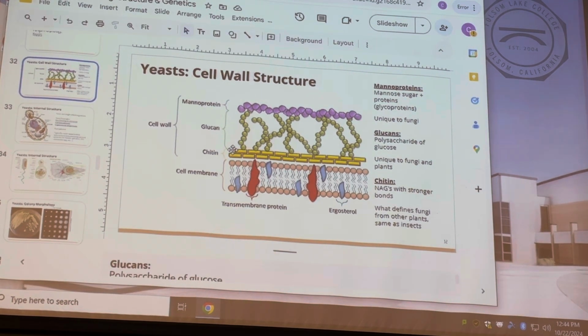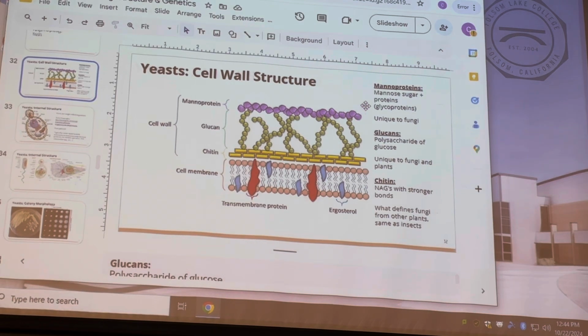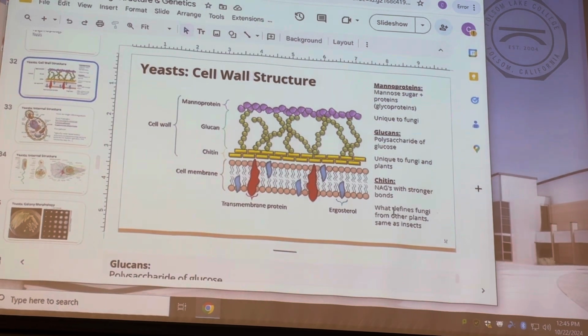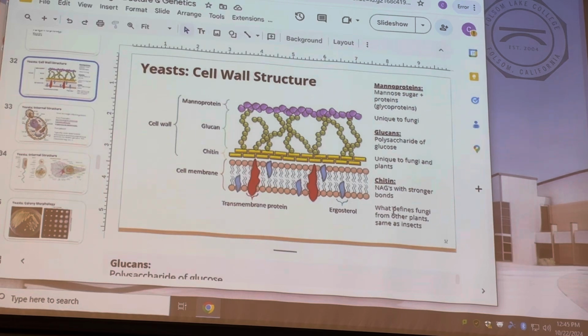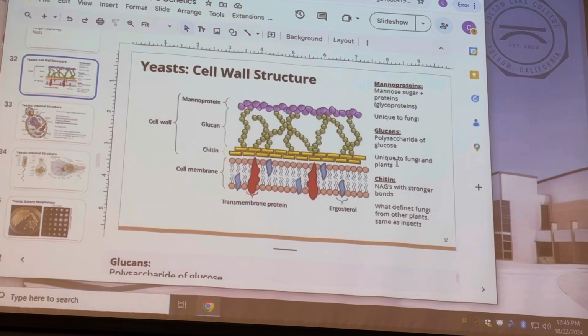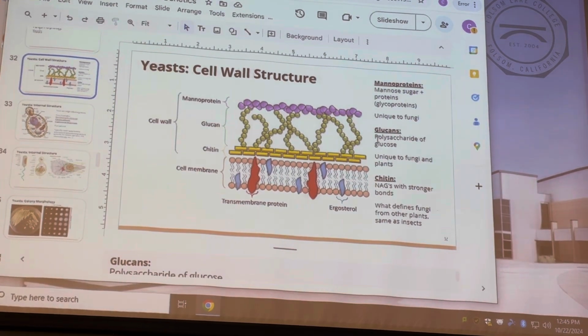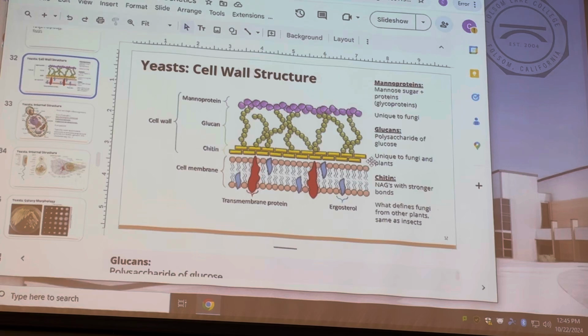When you have those three together, it makes them unique, but really you could look at chitin. You would know if your patient had remnants of chitin in their bloodstream, you know it's a fungal infection. They don't have an arachnid or something in there. So you know it's a fungal infection. Glucans are unique to fungi and plants, and then mannoproteins are unique to fungi. So that's their structure. There's ergosterol.